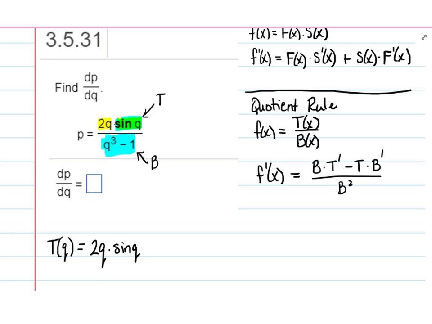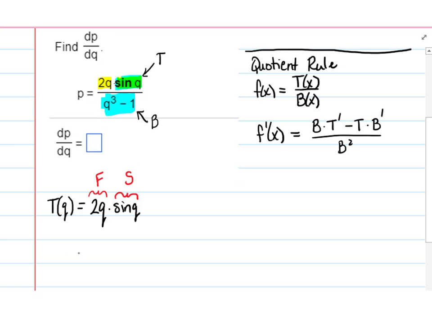In order to do that, we are going to identify the first part of the product as our f and the second part as our s. So our product rule tells us that the derivative of t is going to be the first times the derivative of the second plus the second times the derivative of the first. So let's go ahead and find f prime and s prime. F prime is going to be the derivative of 2q, which is just going to be 2, and s prime is going to be the derivative of sine of q, which is going to be the cosine of q.